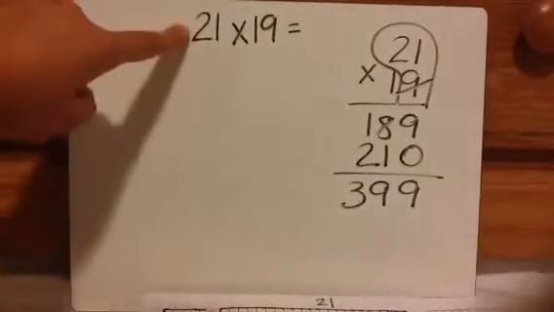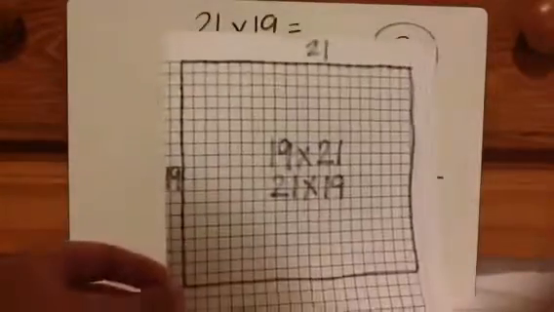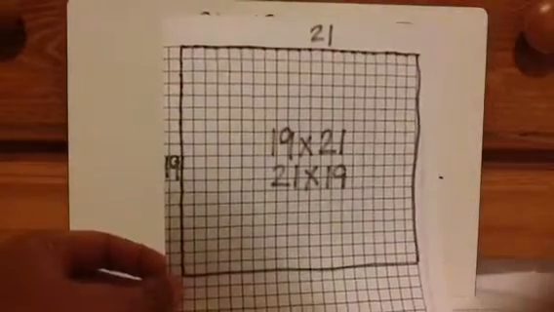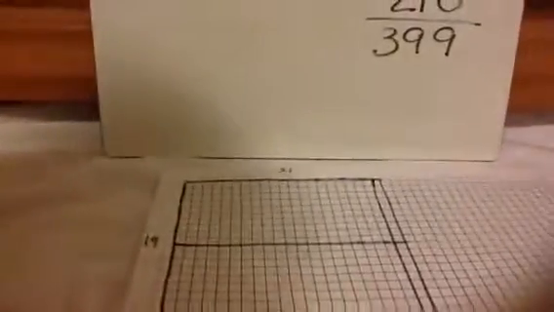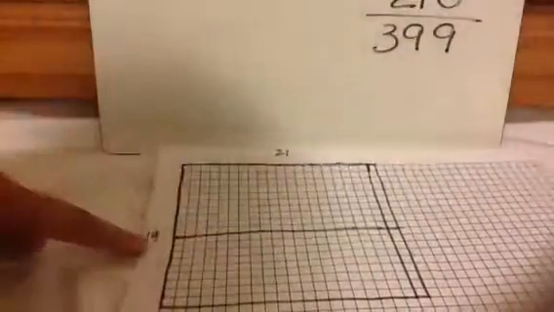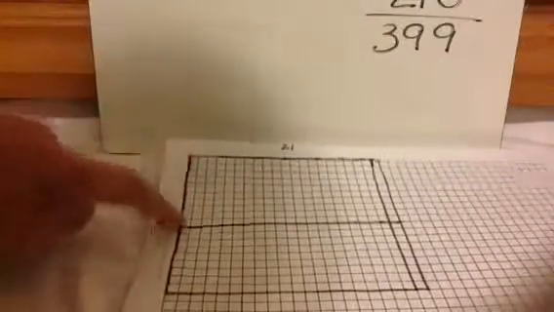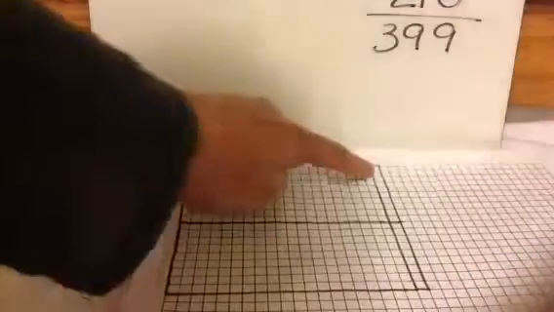Okay, so this is the equation. Here's an array, a 19 by 21 or a 21 by 19, depending on which way you look at it. Okay, and now let's do area model. So I went ahead and kind of started sketching the 21 by 19, and I went ahead and broke it up to 10 plus 9 and 20 plus 1.